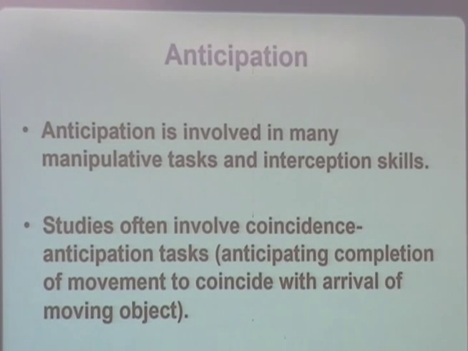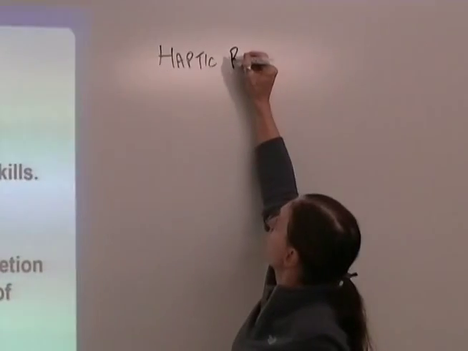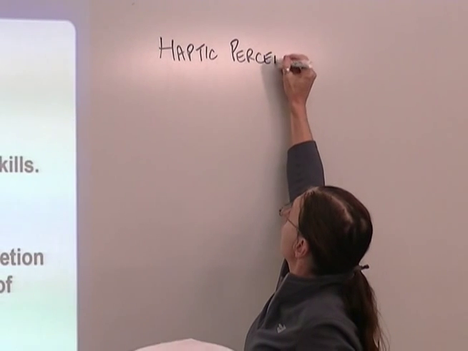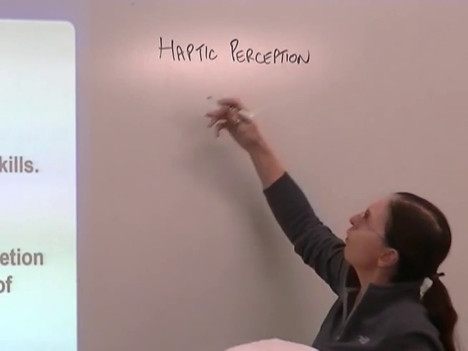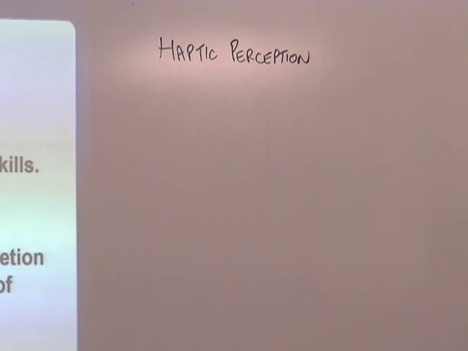So I don't have to look at my hand to know that the whiteboard is hard, smooth. Does that make sense? That is called haptic perception. It's properties about an object that I can tell without looking at it. So what can I tell about an object without looking at it? Shape.